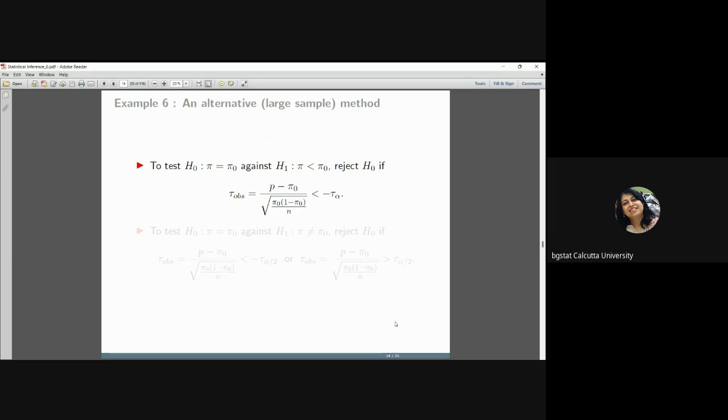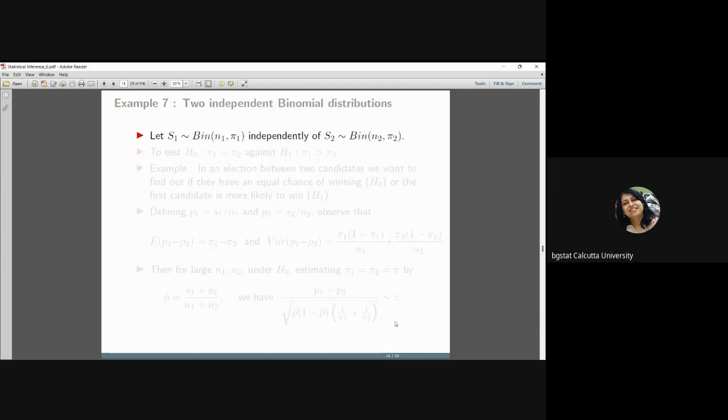Similarly, if I want to test pi less than pi naught, I can proceed exactly as I would for testing the normal mean. So this is as if you are testing a normal mean, and use the critical value of minus tau alpha. And similarly, I can extend this large sample test to the case where I'm testing for binomial proportion pi being some specified pi naught against a two-sided alternative that it is not equal to pi naught.